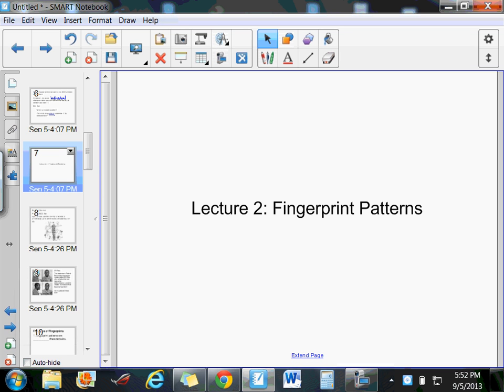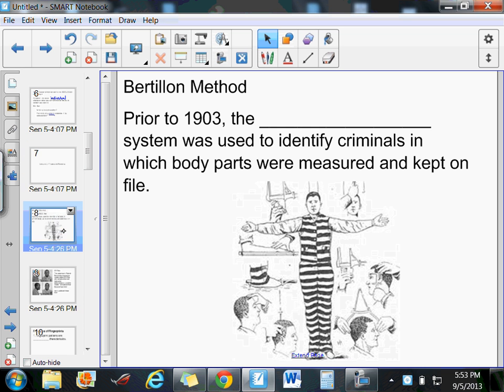Hello everyone. This podcast is going to be about the different types of fingerprint patterns that you will see in people's fingerprints. We're going to start off with a little bit of history.